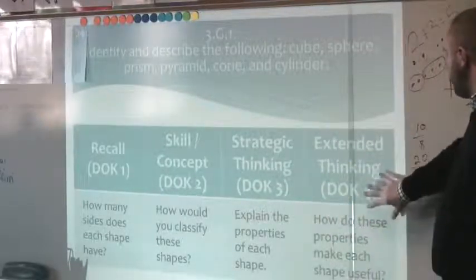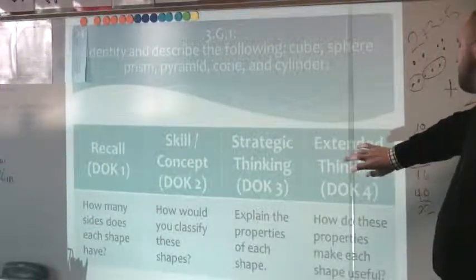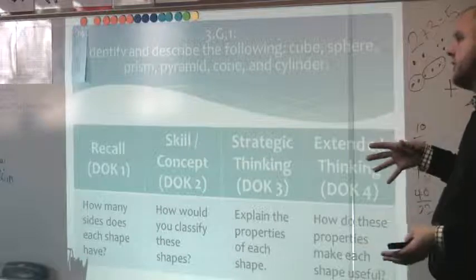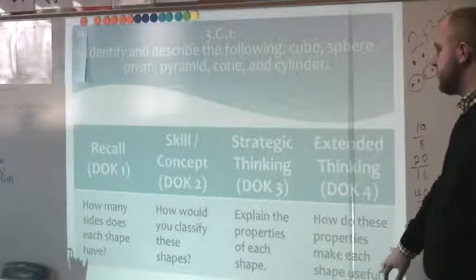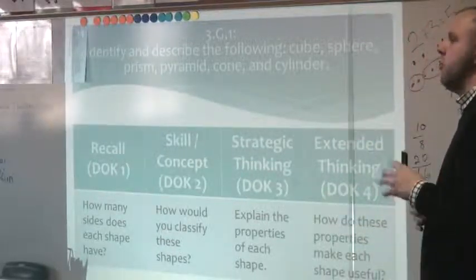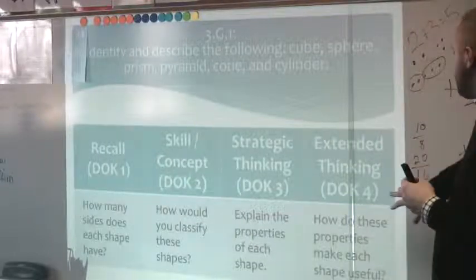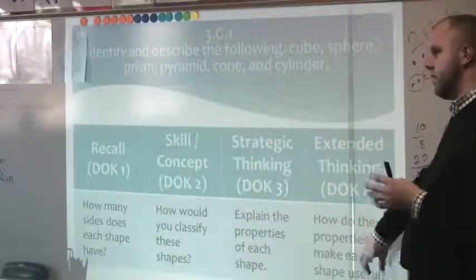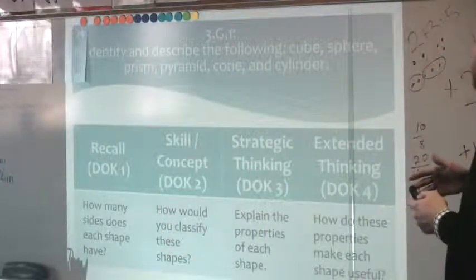I think that we ask DOK 4 questions and more of a conversation piece very easily when we're having just a regular conversation, because we're having them talk about, well, what kind of pet do you have? Well, why is that the best pet? We're doing some of those persuasion pieces that are getting them towards here, that argument piece.